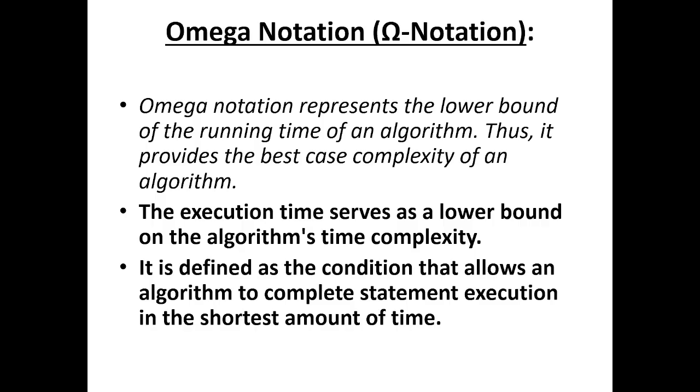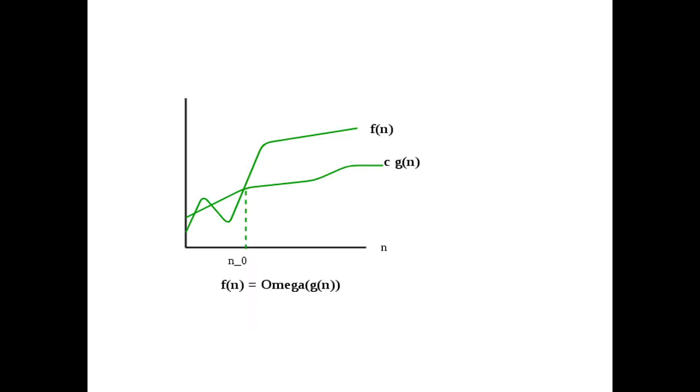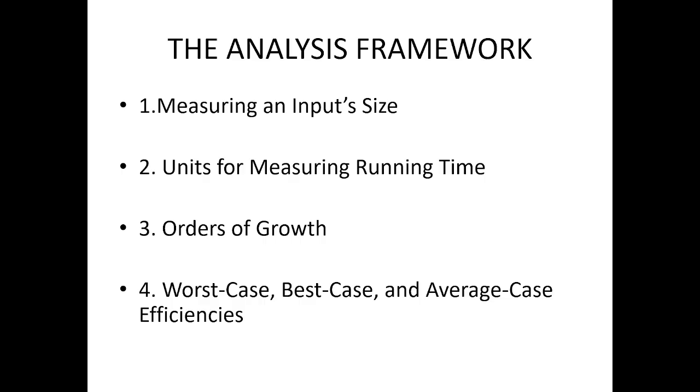The omega notation represents the lower bound of the running time of an algorithm. It is mainly used because it provides the best case complexity of an algorithm. So it takes the shortest time to run a particular algorithm. Here we can see that the function runs above the lower bound of the algorithm.